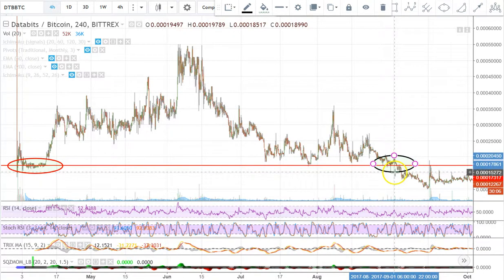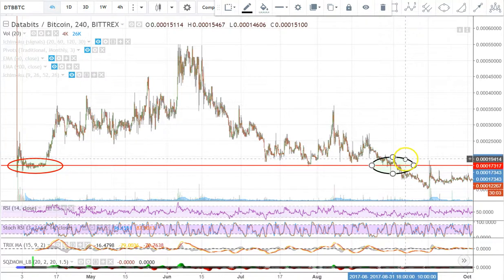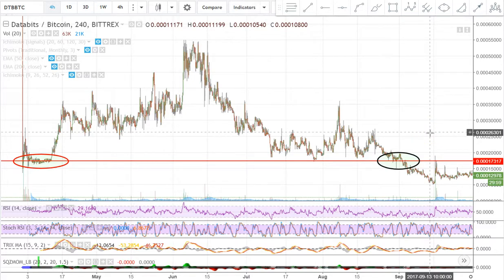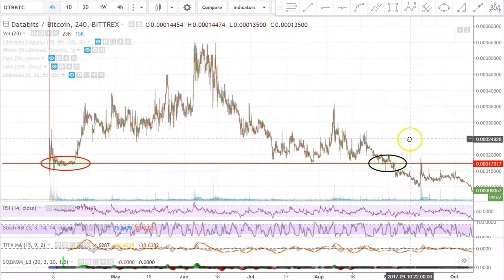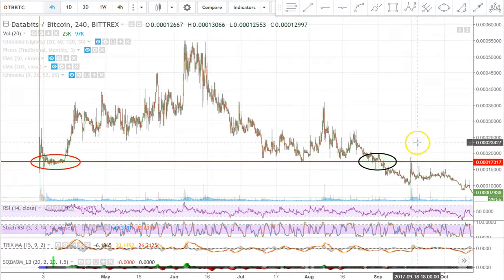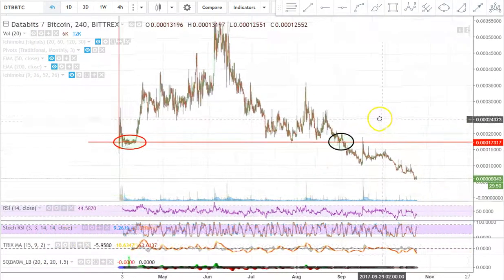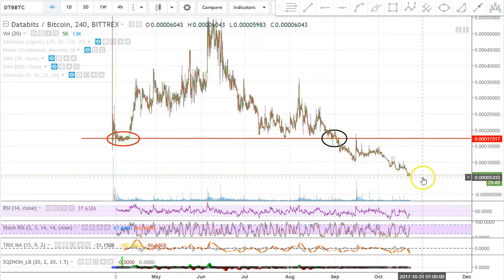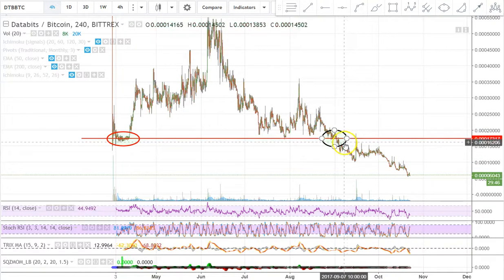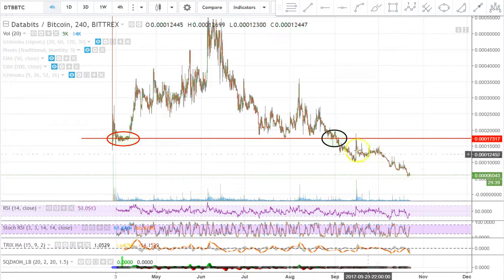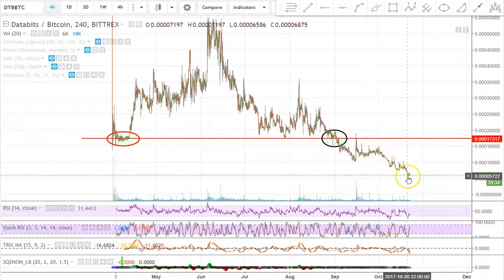Now, by doing this, you keep your losses minimal, so you don't lose too much. Because if you don't do this, you would be at a loss in a big way. So it's 6,000 satoshis right now. If you didn't sell when it went below this red line, you would be crying.